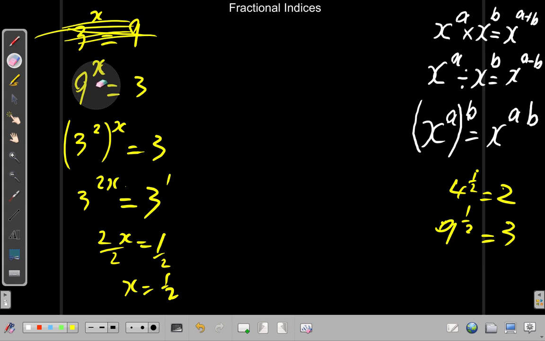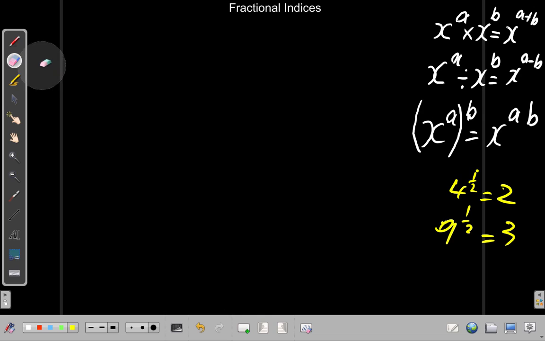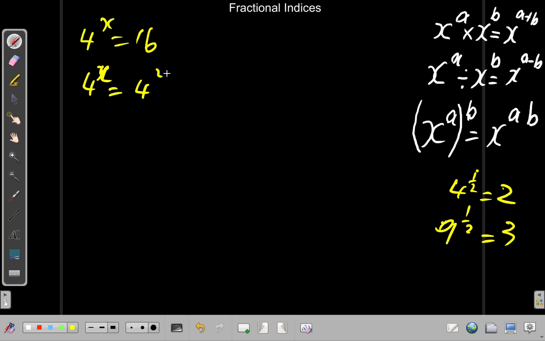Let's look at one more. Suppose we have 4 to the x equals 16. Then we can write it as 4 to the x equal 4 squared. So in this case, x would be 2. So x equals 2.